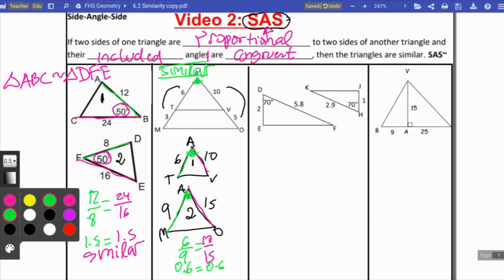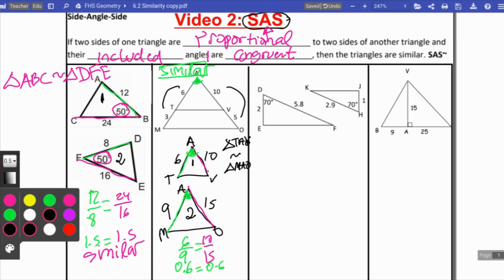So if I were to write it, remember I started with the smaller side, so what should I write? I don't even have room anymore, so let me just write it somewhere over here. Triangle TAO, TAV from the smaller one is similar to triangle MAO.